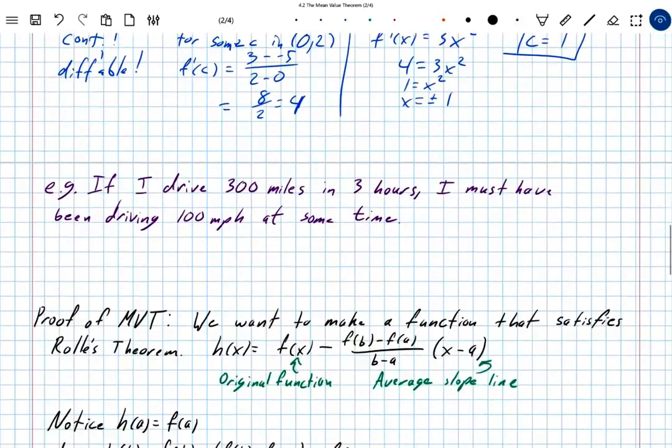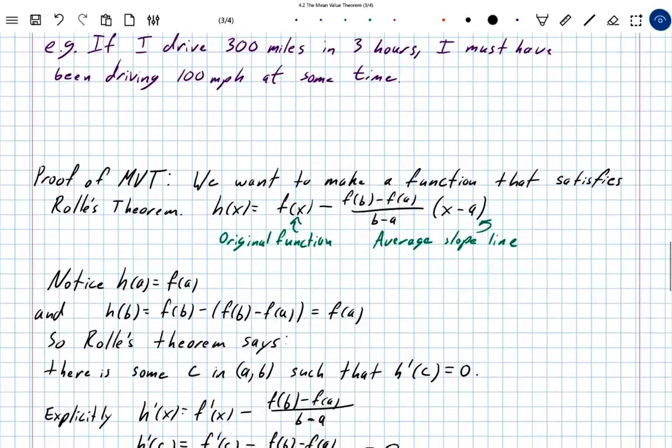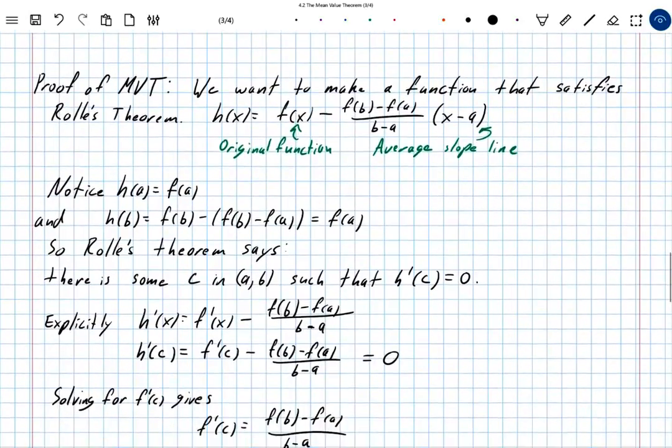Okay. I told you this is an analysis topic. Let's go ahead and see if we can prove this thing. Let's walk through a proof. So the goal here is to make the mean value theorem look like Rolle's theorem, and then use Rolle's theorem. We want to make a function that satisfies Rolle's theorem, and here's what I'm going to do.